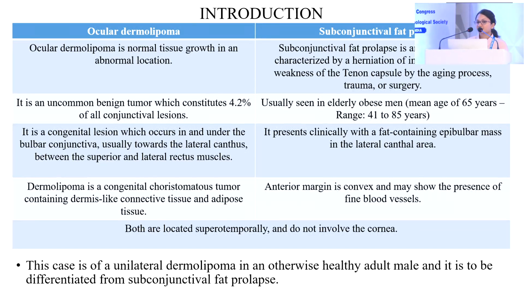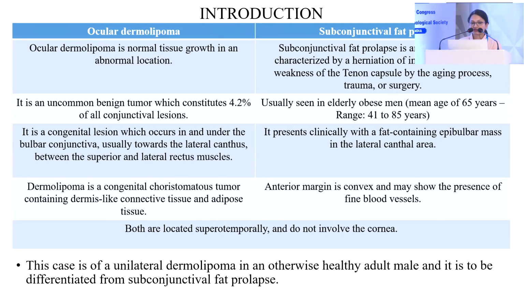So for starters, differentiating ocular dermolipoma versus subconjunctival fat prolapse. Ocular dermolipoma is basically normal tissue growth in an abnormal location. It contains connective tissue and adipose tissue at the temporal fornix. It is a yellowish white small mass adherent to the conjunctiva, and usually it is asymptomatic, usually detected in adulthood. It is an uncommon benign tumor constituting about 4.2% of all conjunctival lesions.